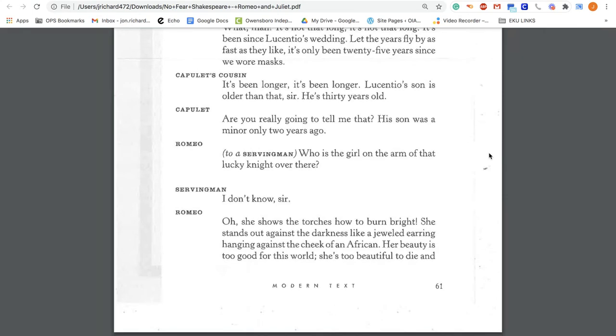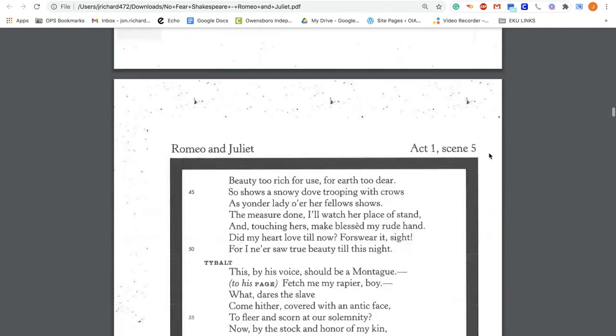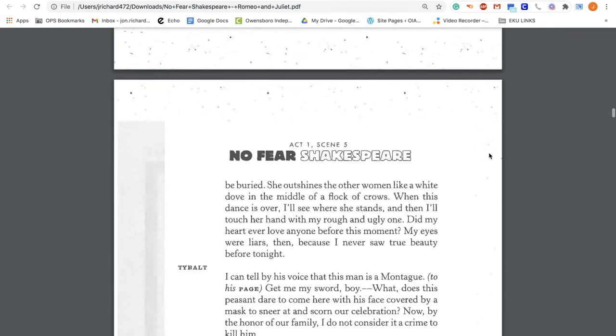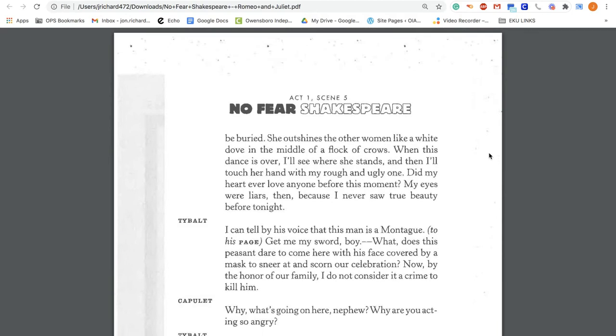So he says, oh, she shows the torches how to burn bright. She stands out against the darkness like a jeweled earring hanging against the cheek of an African. Her beauty is too good for this world. She's too beautiful to die and be buried. She outshines the other women like a white dove in the middle of a flock of crows. When this dance is over, I'll see where she stands, and then I'll touch her hand with my rough and ugly one. Did my heart ever love anyone before this moment? My eyes were liars then, because I never saw true beauty before tonight.